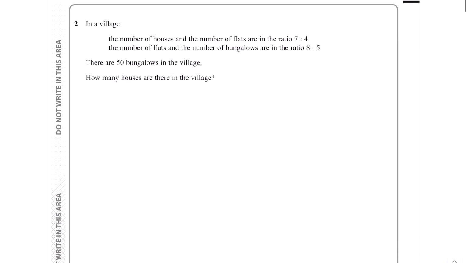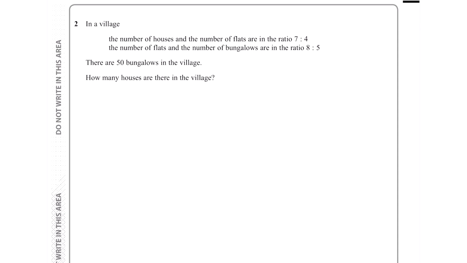Moving on to question 2. In a village, the number of houses and the number of flats are in the ratio 2 to 7. The number of flats and the number of bungalows are in the ratio 8 to 5. There are 50 bungalows in the village. How many houses are there in the village?